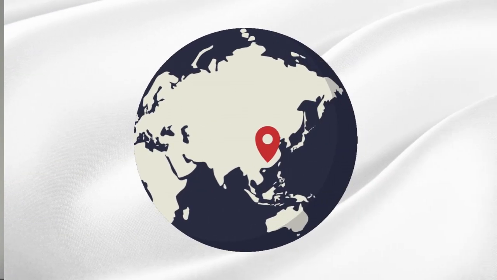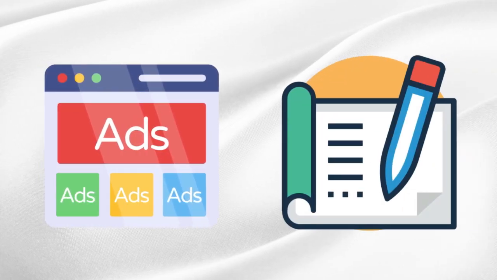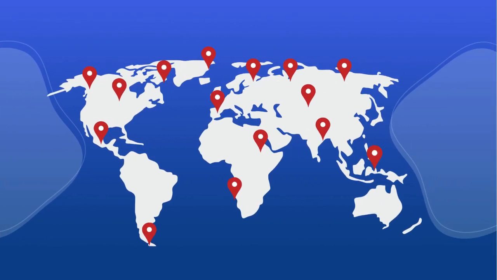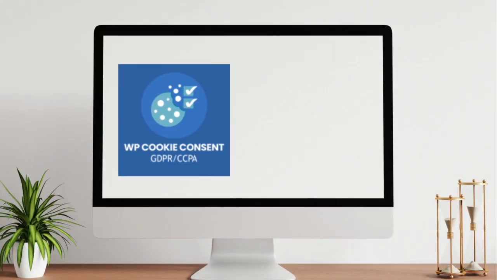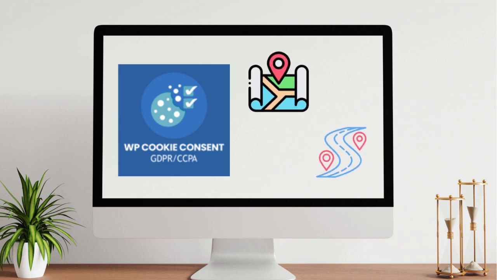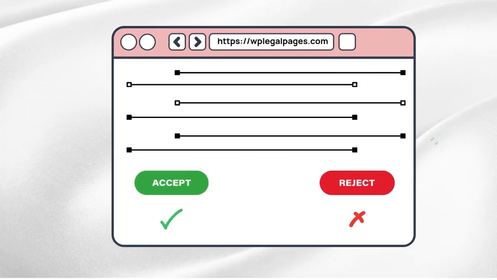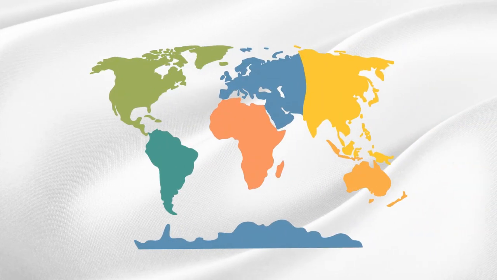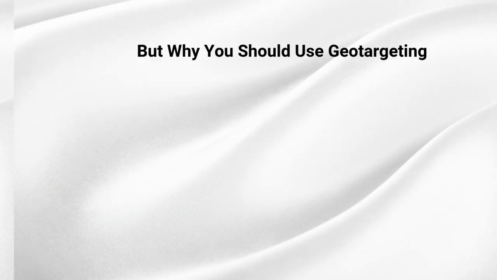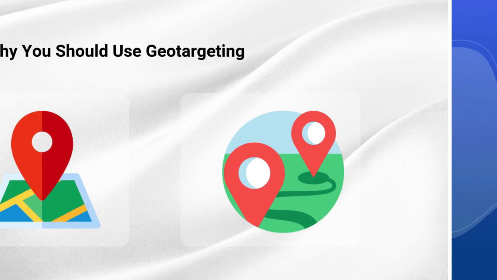But you must be wondering what exactly is geotargeting, correct? In simple terms, geotargeting delivers content or ads to users based on their geographic location. WP Cookie Consent's geotargeting feature allows you to display different banners, messages, or content to users from different countries or regions. But why should you use geotargeting?